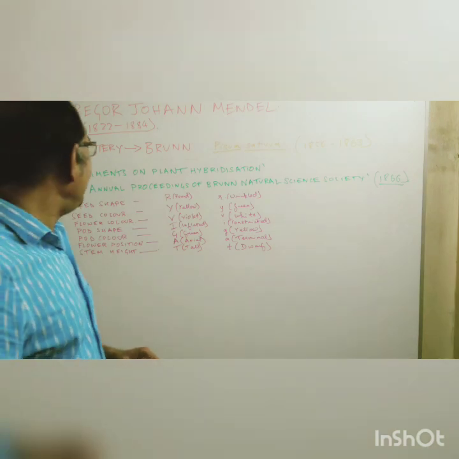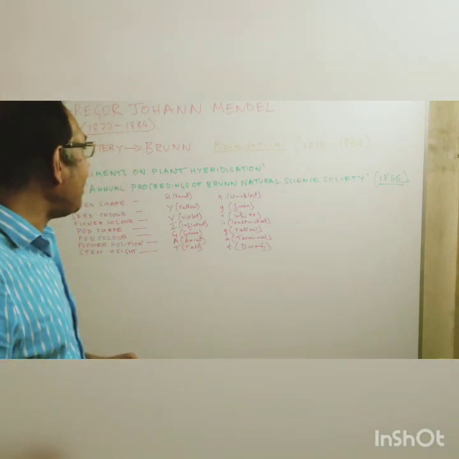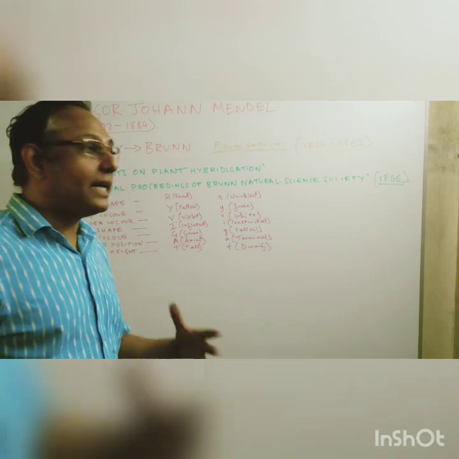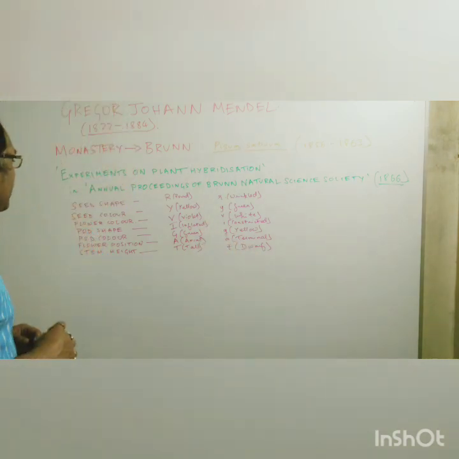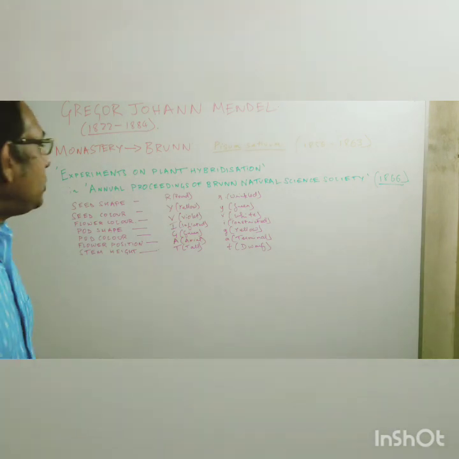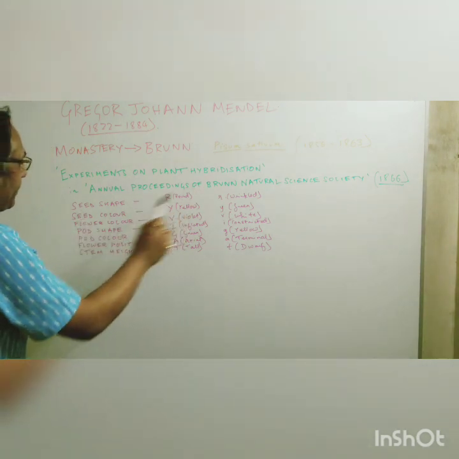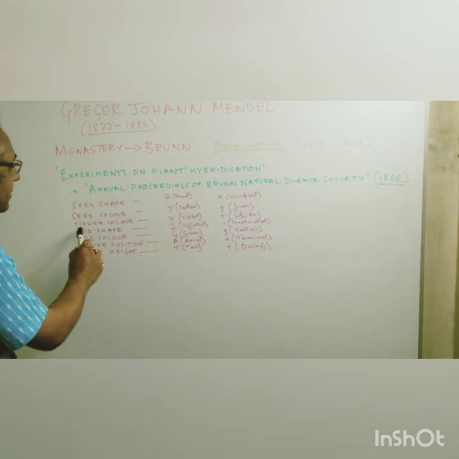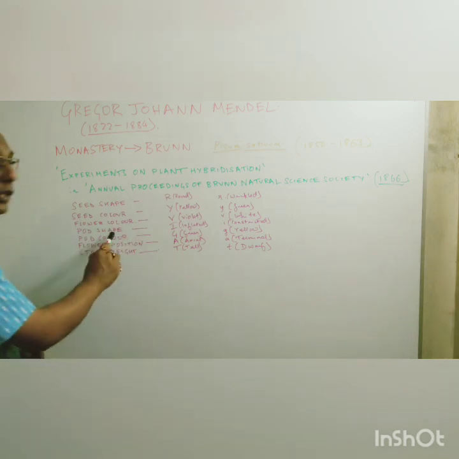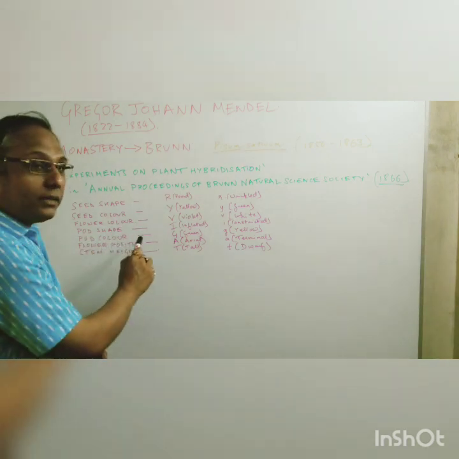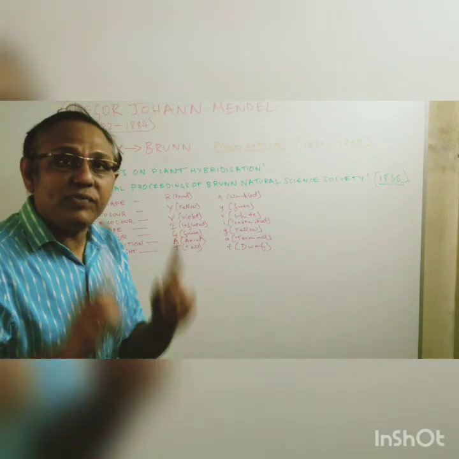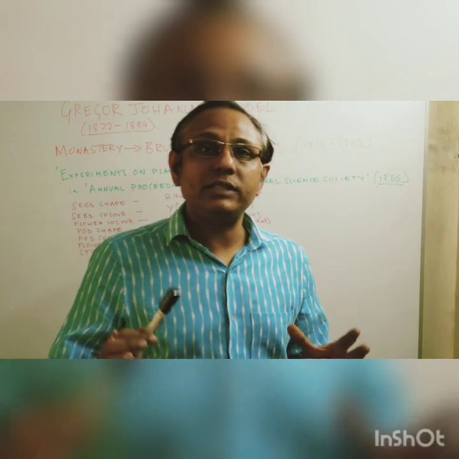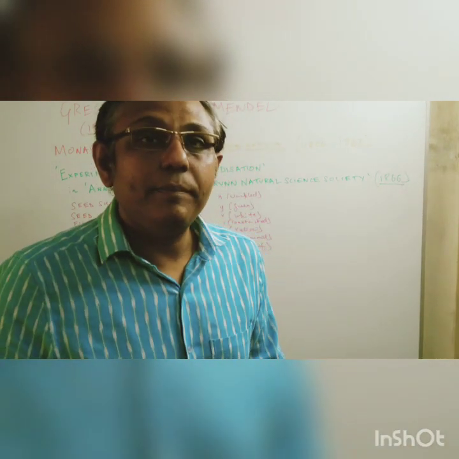He started doing these experiments, and he discovered certain laws and certain rules by taking into account certain features. He contrasted certain features, which were seed shape, the seed color of the pea plants, the flower color of the pea plants, the pod shape, the pod color, the flower position, and the stem height. But before we go into all this, let's talk about something more basic.